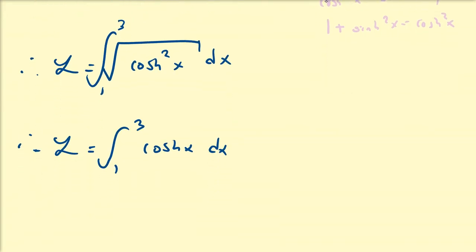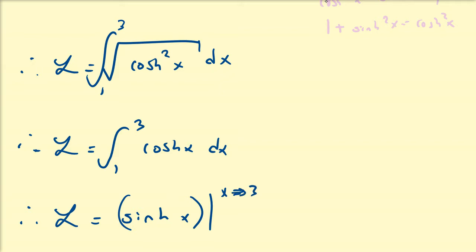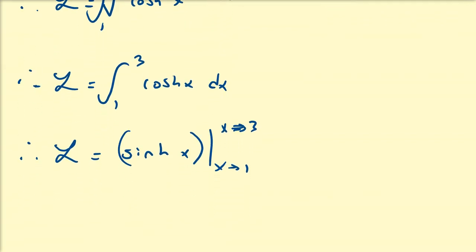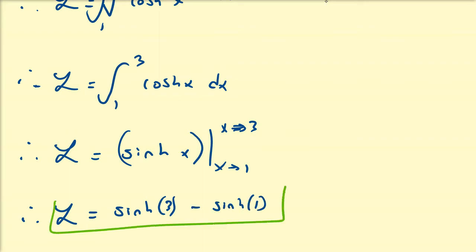So the antiderivative of hyperbolic cosine is hyperbolic sine. So this is going to be equal to hyperbolic sine of x, evaluated as x goes to 3 and as x goes to 1. So therefore, the arc length is going to be equal to hyperbolic sine of 3 minus hyperbolic sine of 1. And that's the exact answer, and you can use approximations to hyperbolic sine if you desire.